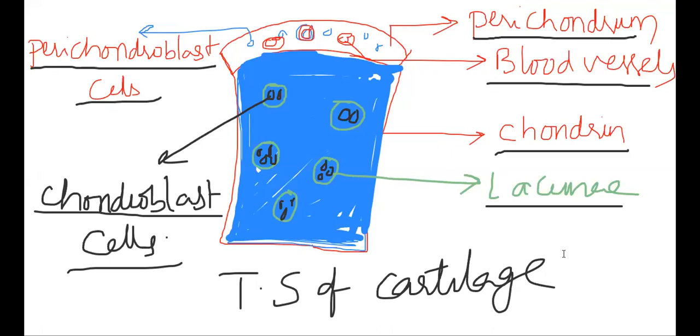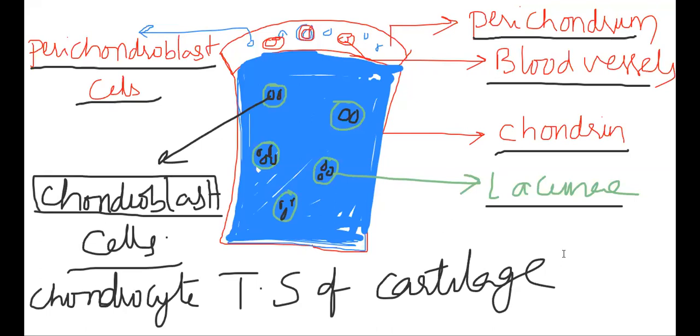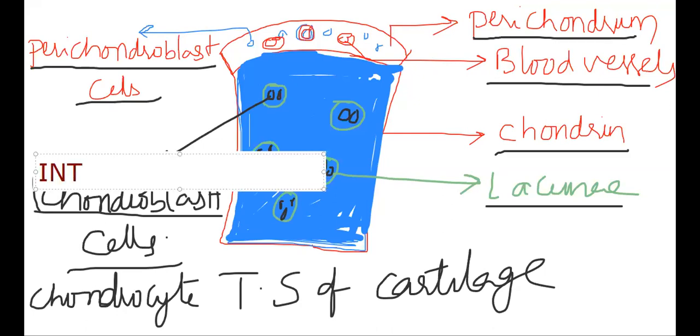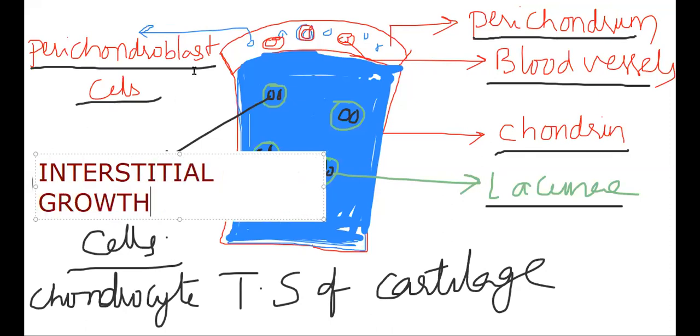chondroblast cells. The inactive status of the chondroblast cells can be called chondrocyte, but the active form we can call chondroblast cells. These chondroblast cells are responsible for the growth of the cartilage. Growth of the matrix is possible by these cells only. We call it interstitial growth. Such kind of growth can be called interstitial growth.